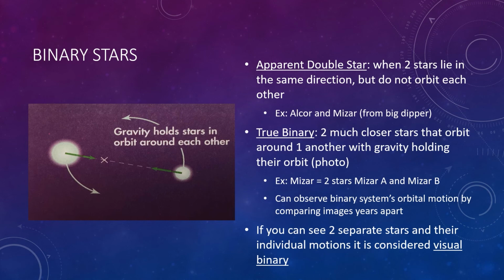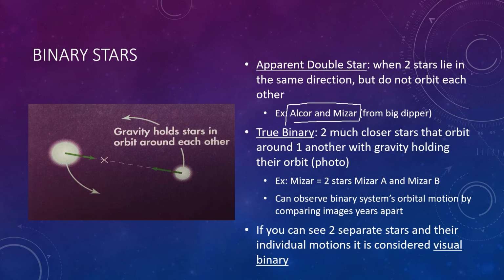So the apparent double star is when two stars lie in the same direction, appear to be double stars, but don't actually orbit each other. An example of this is Alcor and Mizar from the Big Dipper, where the stars are on the celestial sphere, located right next to each other, but in reality are many light years apart from each other.